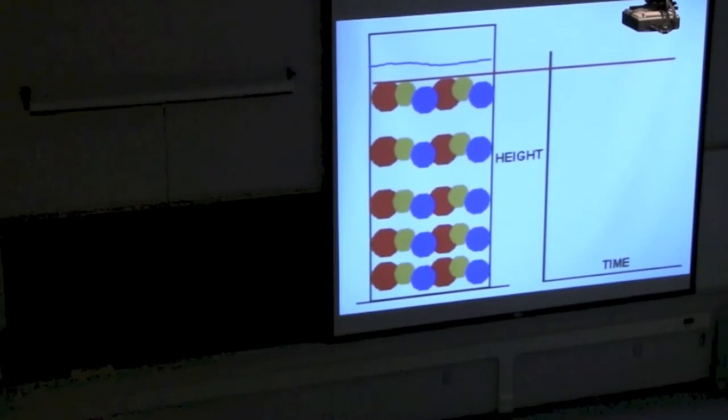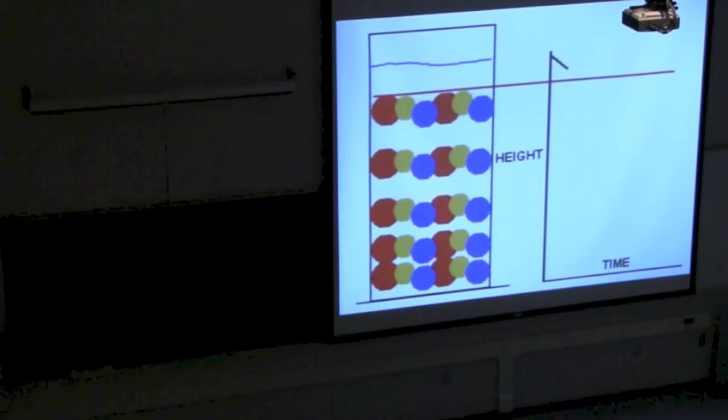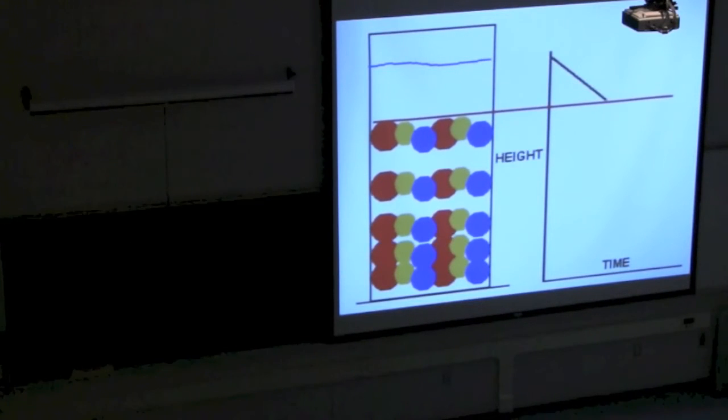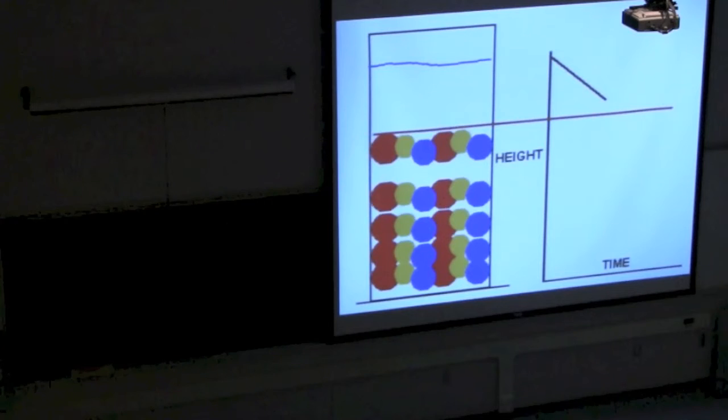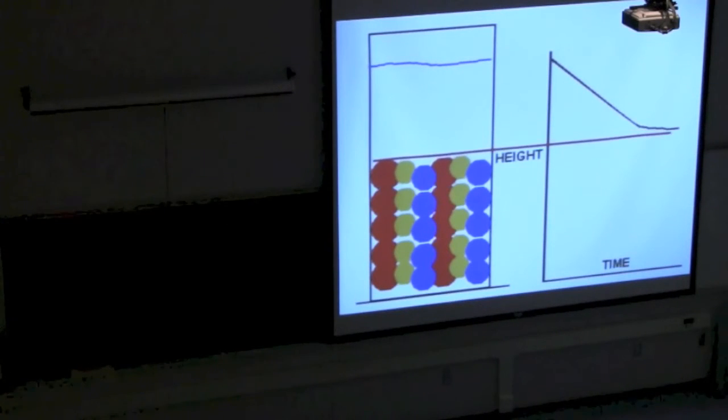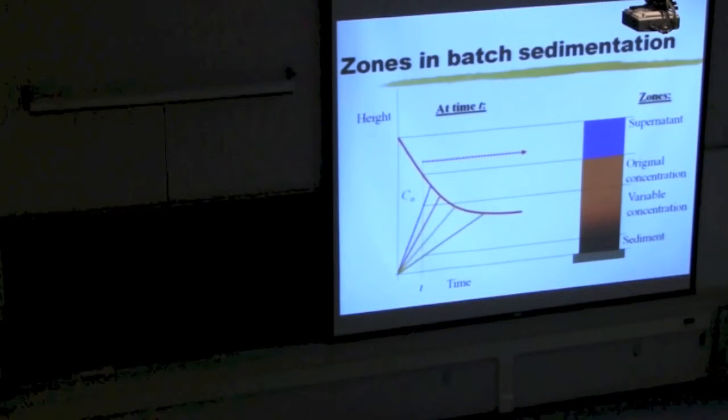So that's hindered settling, and that's the classic height against time plot, and it's the plot of the interface during hindered settling. We get a lot of information from that plot by careful analysis. And this is the illustration of the zones that occur. There's the interface plot on the left-hand side now. And if we take a fixed point in time, the zones are shown on the right. There's the supernatant, the clear liquid, the original concentration zone, variable concentration zone, and then sediment at the bottom. And that's at a fixed position in time, t.